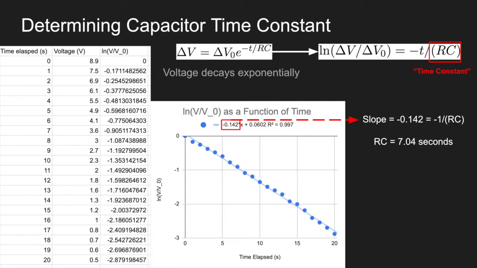Now, let's determine the time constant of the capacitor in our circuit. Looking at the given equation under the title, voltage decays exponentially with time. We can take the natural log of both sides to remove RC, the time constant, from the exponent. To find RC, we need to plot the natural log of voltage over initial voltage as a function of time. The slope of this line will equal -1 over RC, so we can take the negative reciprocal to find the time constant itself, 7.04 seconds.